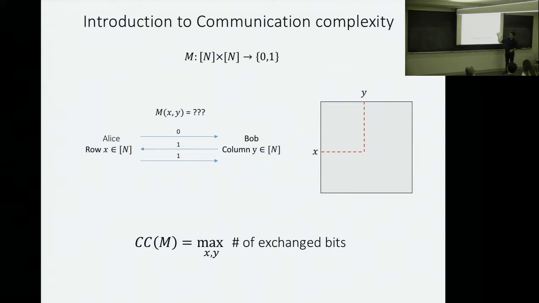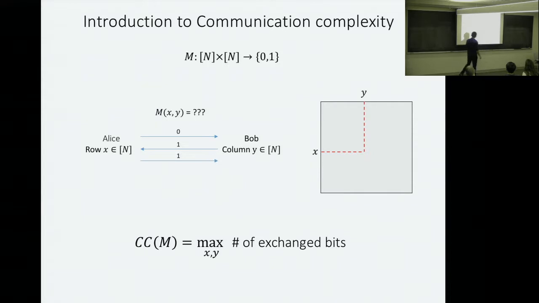So you can explain communication complexity in terms of a game. Let's say you have a matrix, it's n by n, and we can think of a two-party game. We have Alice and Bob. Alice has the index of a row, and Bob has the index of a column. So Alice doesn't know which index Bob has, and Bob also doesn't know what x is. And they want to figure out what is the value of the entry xy.